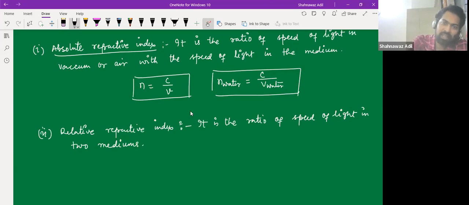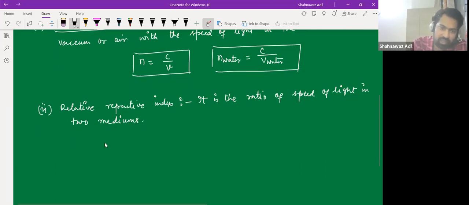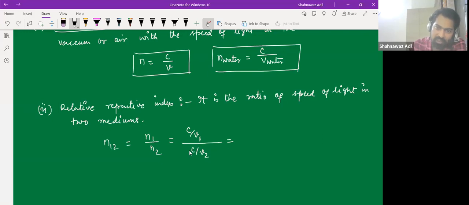Let's say we are calculating the refractive index of medium one with respect to medium two. This would simply be N1 by N2, right? And we know what N1 is: that would be C by V1, correct? Then N2 would be C by V2. If we cancel C, V2 will be in the numerator, so this would be V2 by V1.